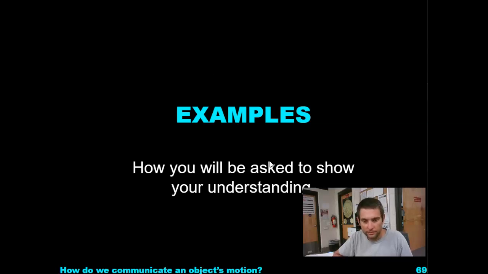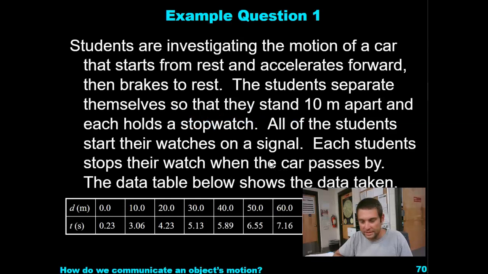So here are some examples before you get down to practicing. Students are investigating the motion of a car that starts from rest and accelerates forward, then brakes to rest. Students separate themselves so they stand 10 meters apart and each holds a stopwatch. All of the students start their stopwatches on a signal. Each student stops their watch when the car passes by. The data table shows the data taken.